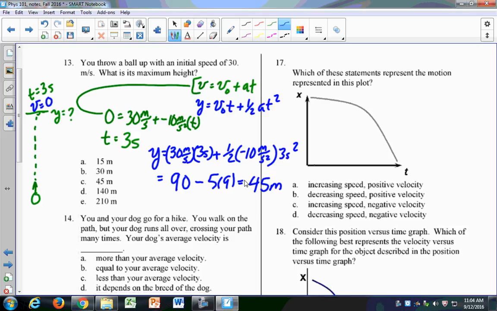I could also ask you, what is the velocity at any given time? I could ask you the velocity at 2 seconds. You know how you do that? If you want to know the velocity at 2 seconds, you just plug in 2. These are just functions. So V is equal to V naught, that's 30, plus negative 10, that's my acceleration, times 2. Then V at 2 seconds is equal to 30 minus 20, or 10 meters per second. Notice it's positive. That means it's on the ascent, not on the descent. If it was, say, 4 seconds, which is after it reaches the top, the velocity would come out negative.